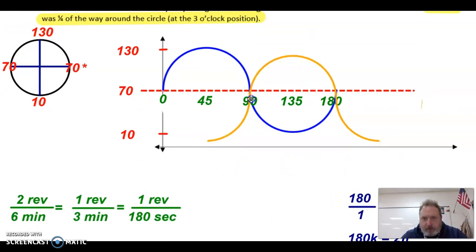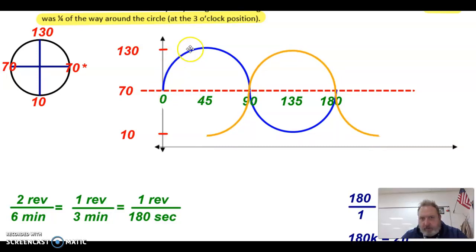So you can see her friend is going to start after a quarter. After Sydney's been on here for a quarter rotation, that's when her friend gets on. So that's this graph here. Her friend started at the bottom going to 70. So her friend would be here, Sydney would be there, and then her friend's at the top.